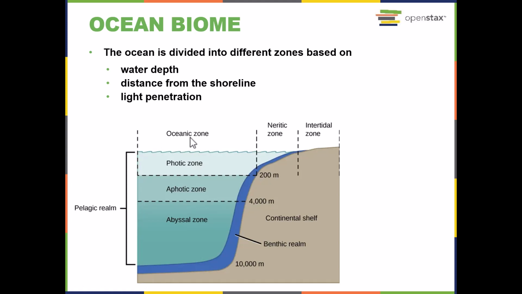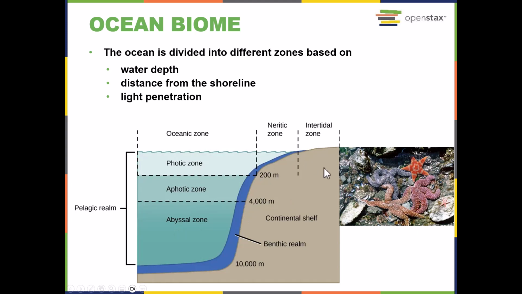Then, if we want to look at the way that light penetrates, we've got these 3 zones here. We've got the photic zone where light gets through, the aphotic zone that does not get a lot of light penetration, and then the abyssal zone below that. This shows us a picture of organisms from this intertidal zone.